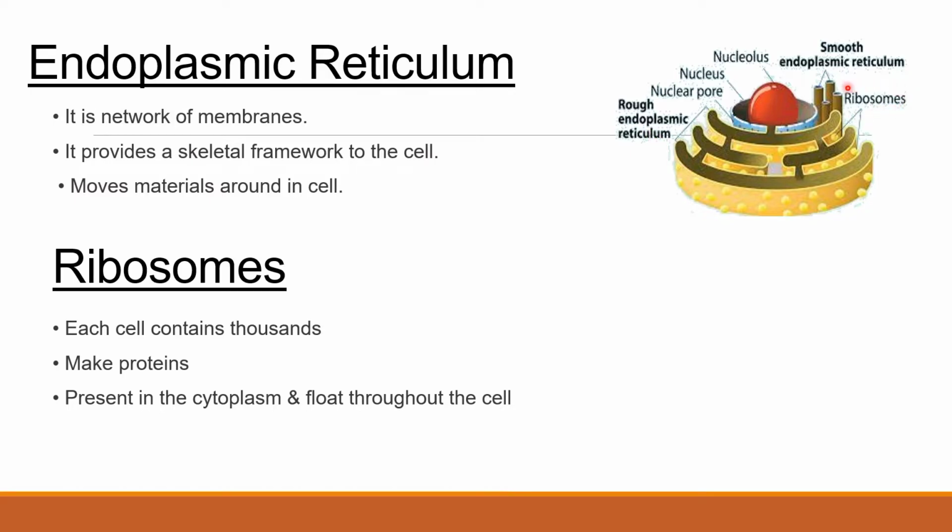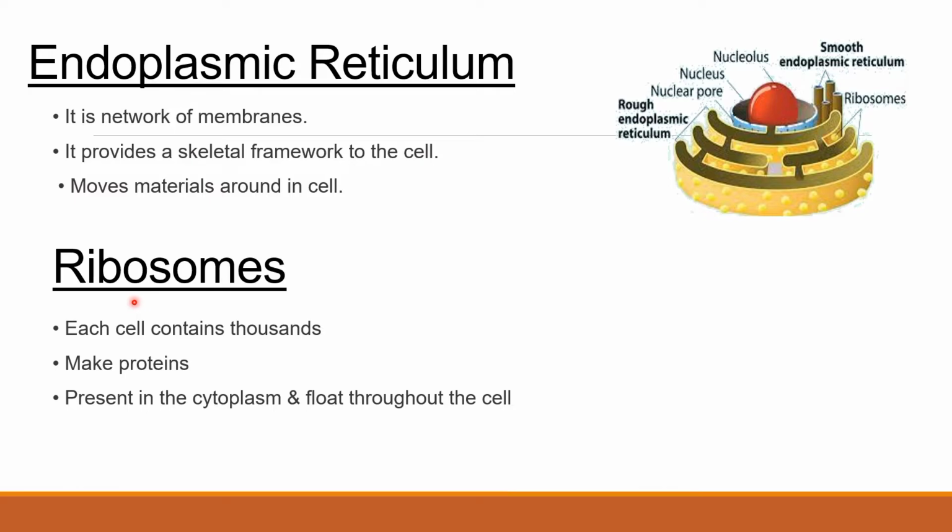Due to the presence of ribosomes on the surface of the endoplasmic reticulum, it looks very rough. It provides a skeletal framework to the cell, a complete structure to the cell. And it helps in moving materials around the cell, from the nucleus to the mitochondria, from the nucleus to the cell wall, from the nucleus to the cell membranes, reaching different parts of the cell. All these are taken care of by the endoplasmic reticulum.